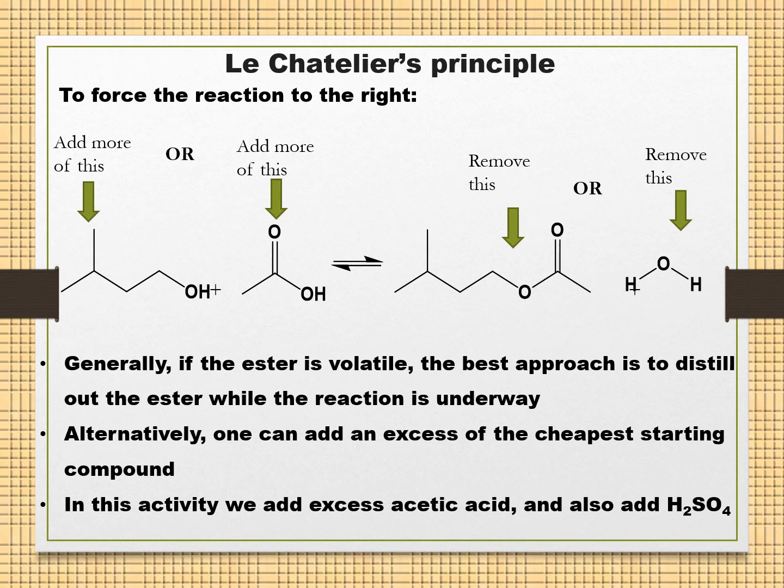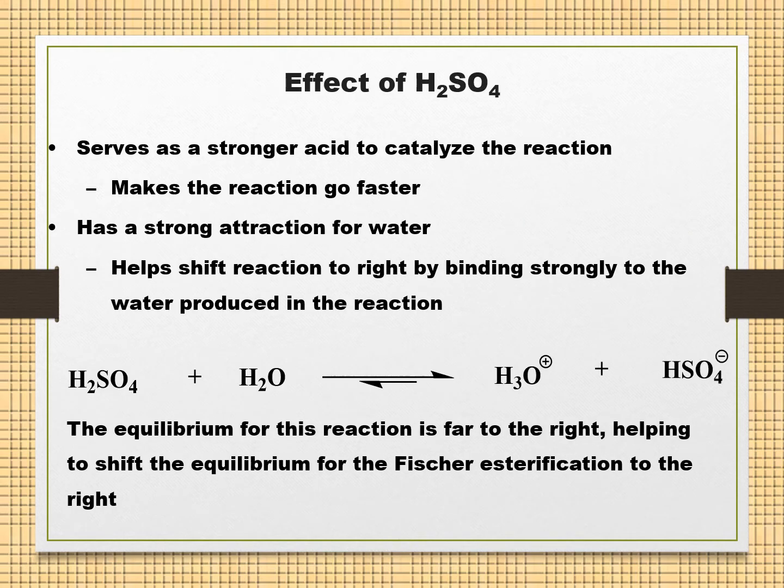In this experiment, we'll try to apply both principles. How? This is how. In the procedure we'll be adding acetic acid 3 times more excess than the alcohol, and again the sulfuric acid is not only acting as a protonating agent to make the carbonyl carbon more reactive, but also it reacts with the byproduct water molecule, changing it to hydronium ion.